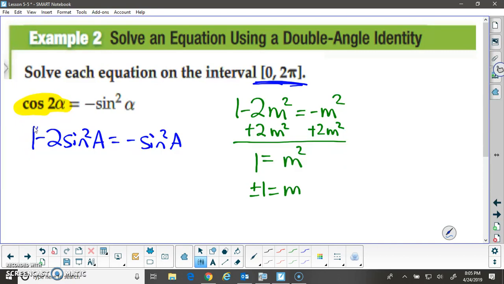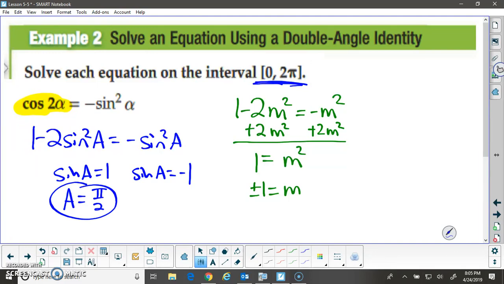Well, now I'm going to change that m back into a sine. So I've got the sine of alpha equals positive 1, and I've got the sine of alpha equals negative 1. Sine equals 1 at pi over 2, and sine equals negative 1 at 3 pi over 2. So 2 answers to this problem.